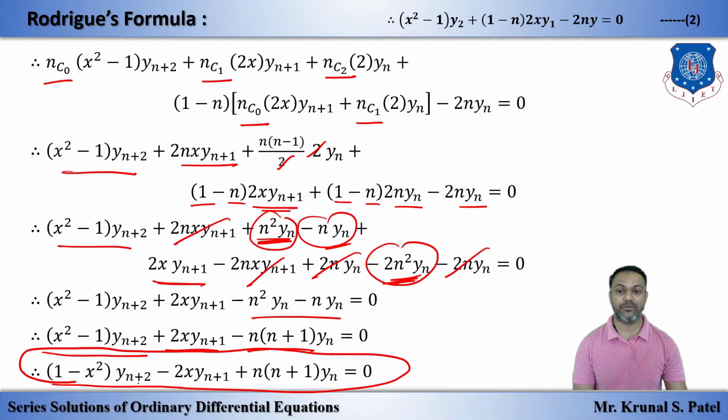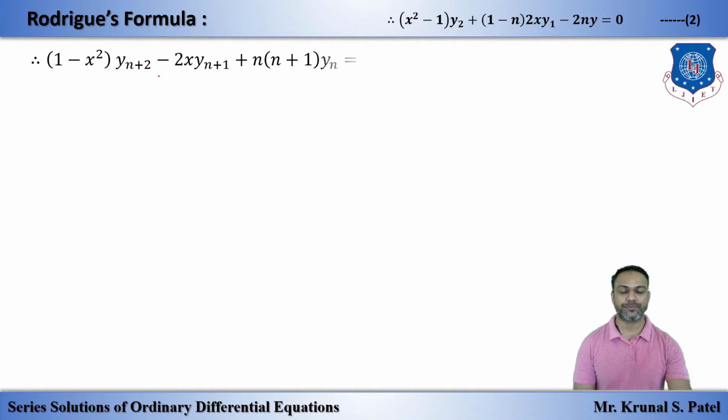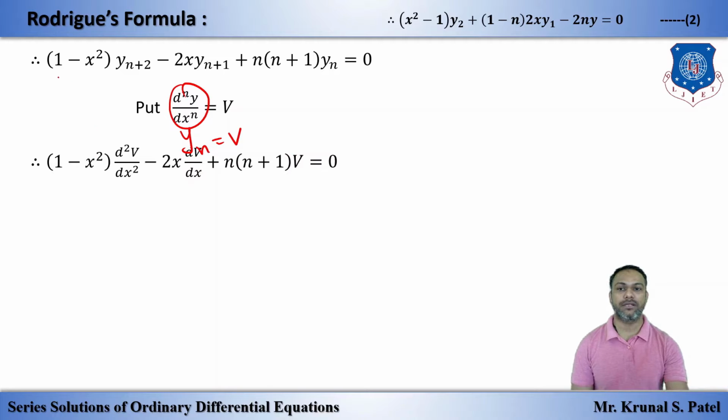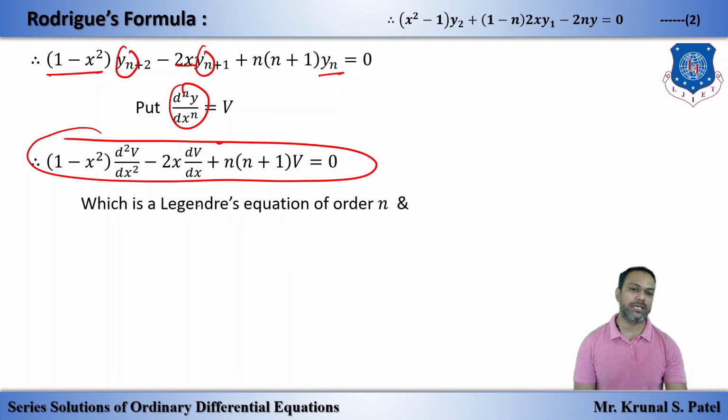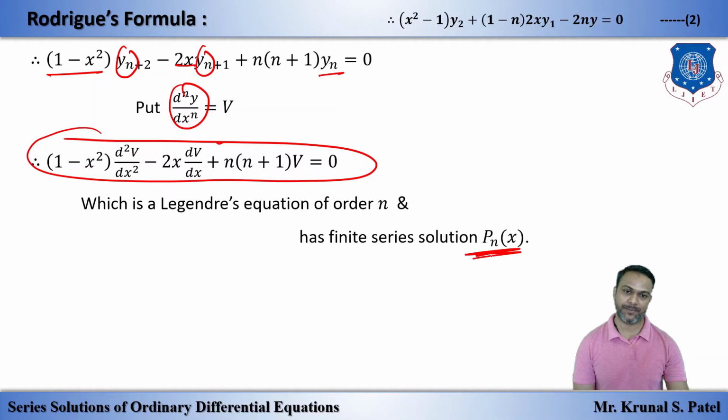Now you can observe that this equation looks exactly like the Legendre equation. If we put this yn as v, the nth derivative of y is v, so we have this as it is, and this becomes v2, that means the second derivative of v, this as it is v1, that means the first derivative of v, and this is our v. So this is exactly our Legendre equation, and we know the solution of the Legendre equation is this Pn(x). This is the finite solution of the Legendre equation.